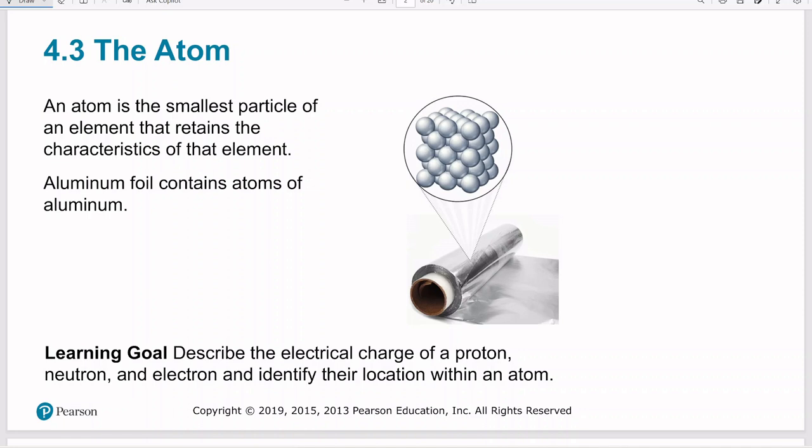In this video, we'll continue our discussion on Timberlake, Chapter 4, Atoms and Elements, specifically on subatomic particles. An atom is the smallest particle of an element that retains the characteristics of that element. For example, a sheet of aluminum foil contains atoms of aluminum. In this section, we'll want to describe the electrical charge of a proton, a neutron, and an electron, and identify their location within an atom.